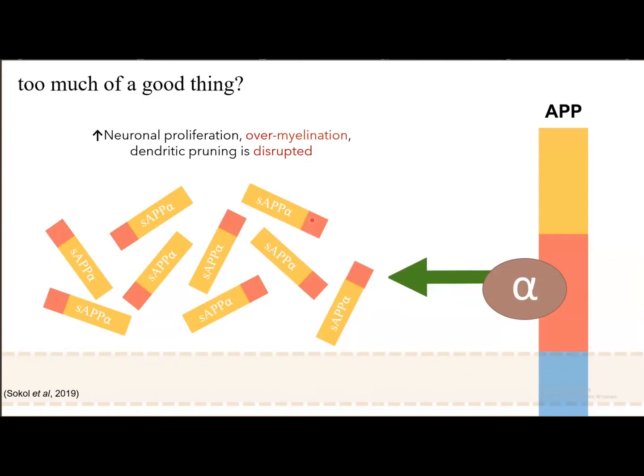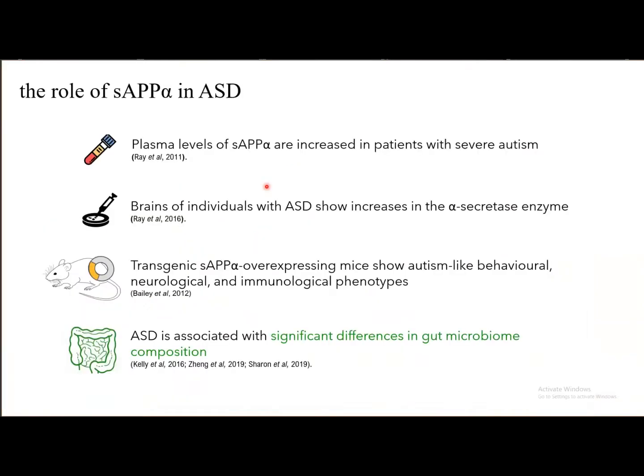If you have too much SAPP alpha floating around, that pruning doesn't occur properly, and that's thought to be what's happening in autism and what's associated with the symptoms that are occurring. So I'm just going to show you a couple of studies here which add some evidence for this hypothesis. One is that plasma levels of SAPP alpha tend to be increased in patients with autism, particularly severe autism.